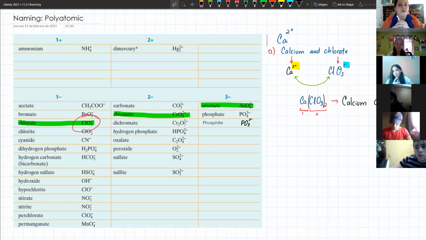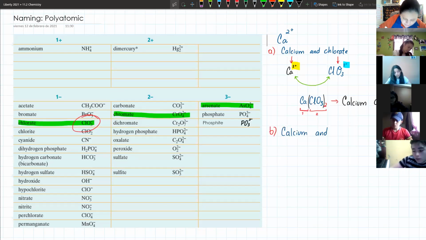But in the end, what I used to do was force my students to memorize them. It can be hard at first, but when you work a lot with these compounds, you're going to memorize them just by doing homework. Anyway, we can start with a second example that says calcium and, what is the other polyatomic ion? Chromate.